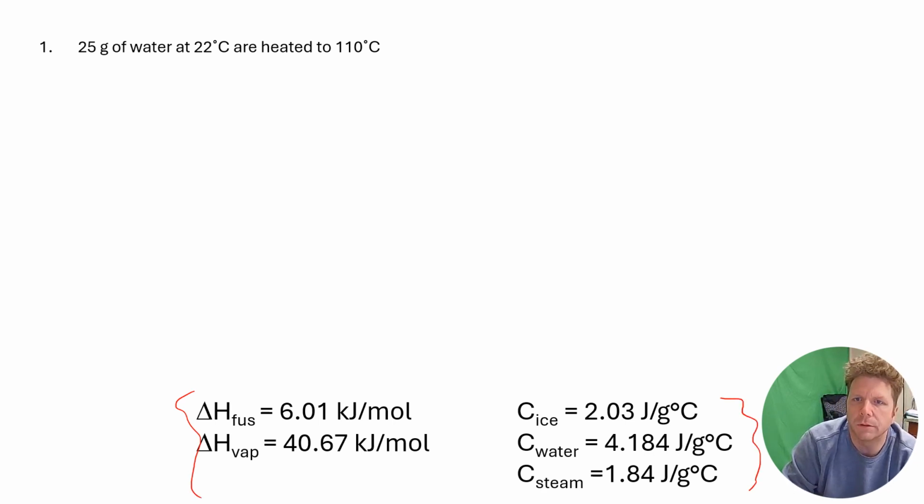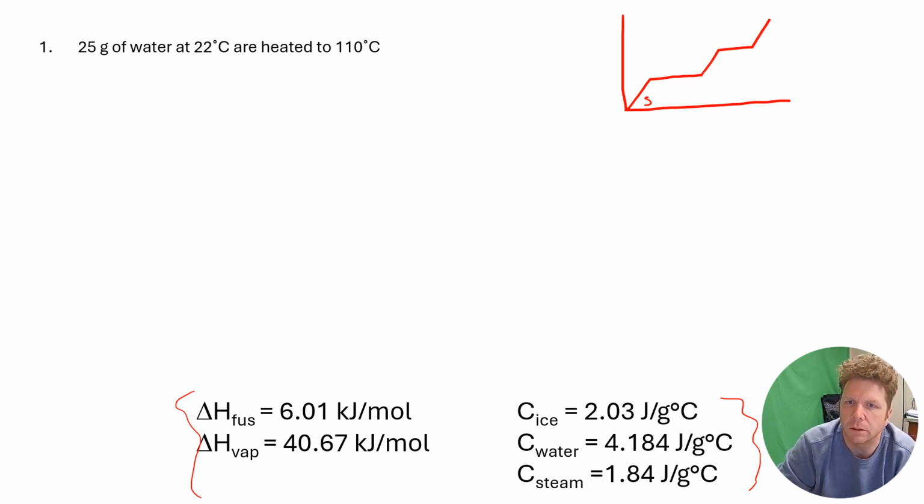But the first thing that you want to do is draw a heating curve. Our heating curve is going to look a little bit like this. We've got solid, which I'm going to label S, liquid, and gas. I also want to label these horizontal regions, these plateaus. Our temperature is on our y-axis. This is going to be at 0 degrees Celsius, and this is going to be at 100 degrees Celsius. So the transition from a liquid to a gas is at 100 degrees, from solid to a liquid is at 0 degrees Celsius.